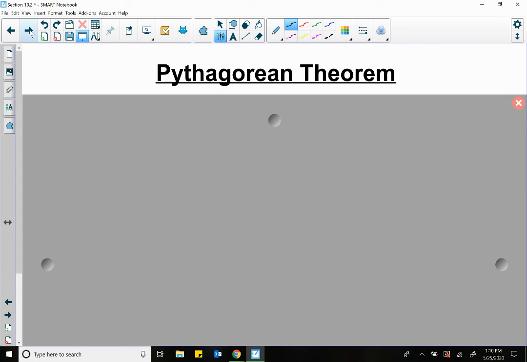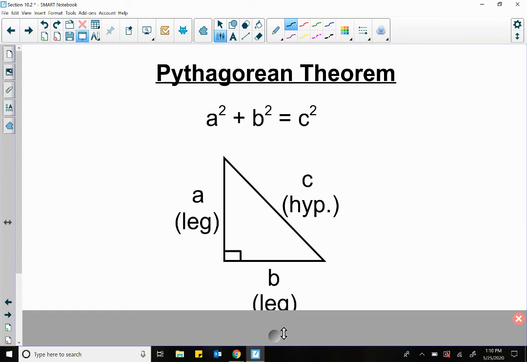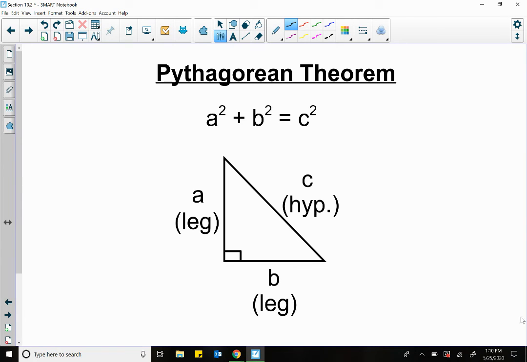So, as I was saying, we're going to talk about the Pythagorean theorem. You already know what the formula is: a squared plus b squared equals c squared. Here is your right triangle. Just some things that I always like to tell you. The legs always form the right angle. There's the right angle. These are always the legs. Okay? A and B are always the legs. I can't stress that enough.